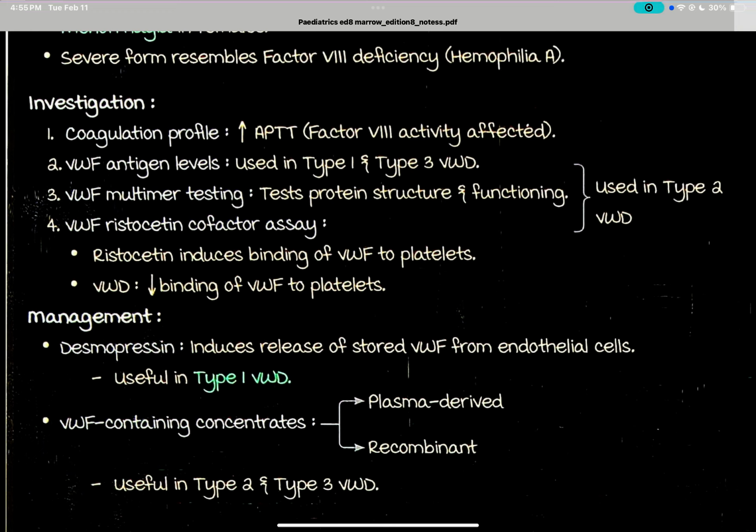Von Willebrand factor ristocetin cofactor assay: ristocetin induces binding of von Willebrand factor to platelets. Multimer testing and ristocetin cofactor assay are used in type 2 von Willebrand disease.